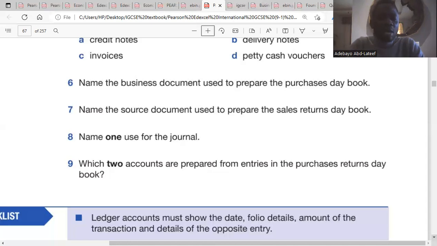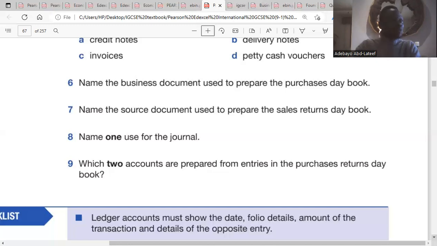They said, which 2 accounts are prepared from entries in the purchases returns daybook? Purchases returns daybook is not before purchases. There are documents that will make us say we are returning the purchases, the goods that we bought from a supplier. So because we have bought these goods from the supplier, the purchases return is not the first account. There are accounts before the purchases returns. What I'm saying is this: we are returning these goods because we bought them. In the course of buying them, there's an account that we have to open, which is purchases daybook. Do you get the point here?